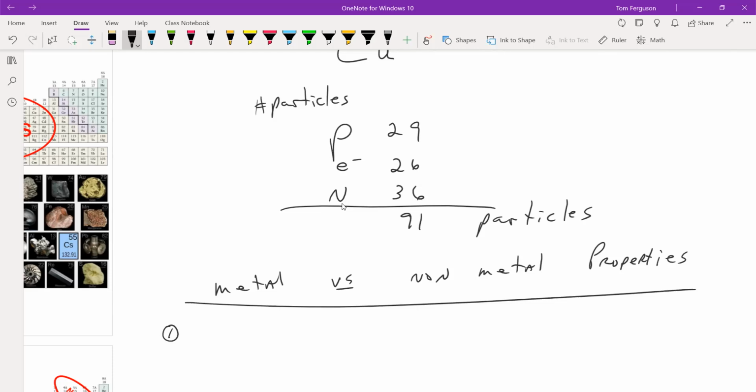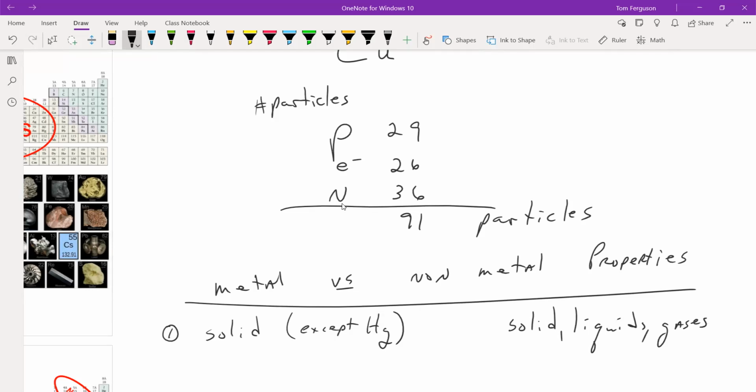Okay, let's look at the properties of metals versus nonmetals. Who can give me a property of a metal? Solid, except for one thing. What's not solid at room temperature? That's a metal. Mercury, that's right. Nonmetals are also solid, but they're also liquids and gases. All right.